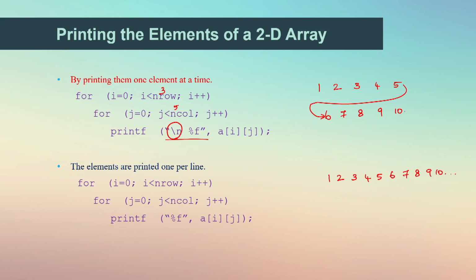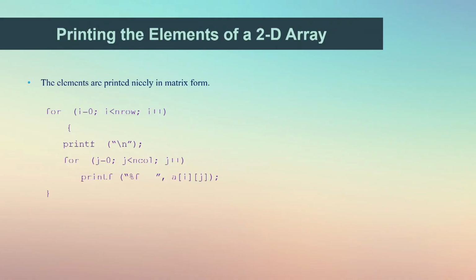But this will not give the feel of a table. So, that is the reason we go for using a \n, so that we can get it in the form of a table or grid structure. The elements can be printed in the form of a proper table by giving a space in between the numbers and then the \n for introducing the new line.